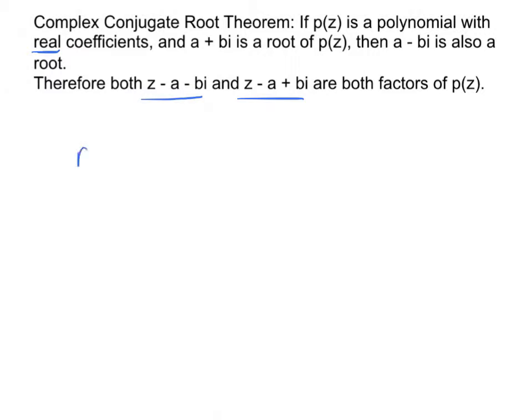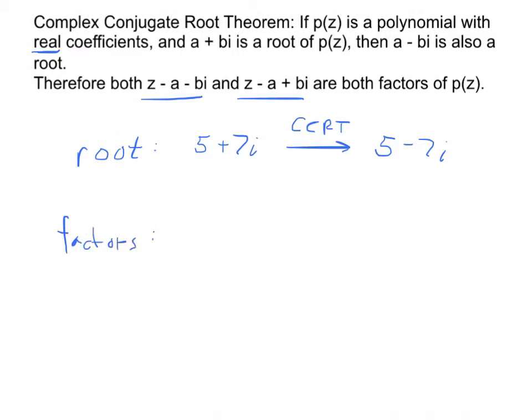So it's sort of like if you already know that one of the roots is 5 plus 7i, automatically, because of the complex conjugate root theorem, you know that 5 minus 7i will also be a root. But we also know about factors then, right? We know that z minus 5 minus 7i will be a factor, and we also know that z minus 5 plus 7i will be a factor of that polynomial.